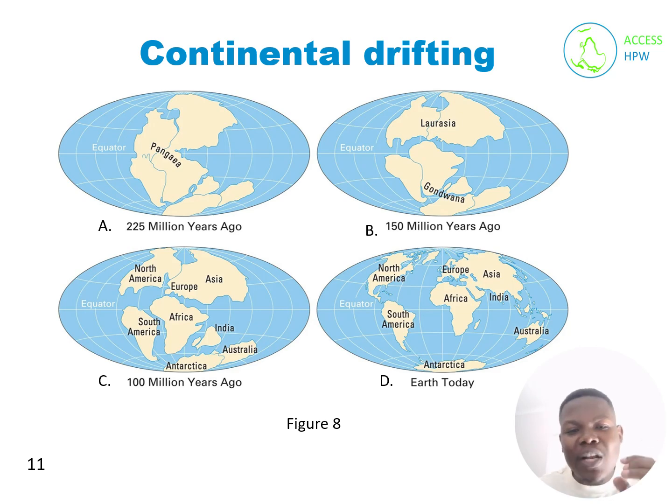And 100 million years ago, it was now more visible that the plates were moving away from each other, because we now had America, South America, and so on, until today. So it started from Pangaea when they were together until the Earth as we know it today, where we have Africa and so on.